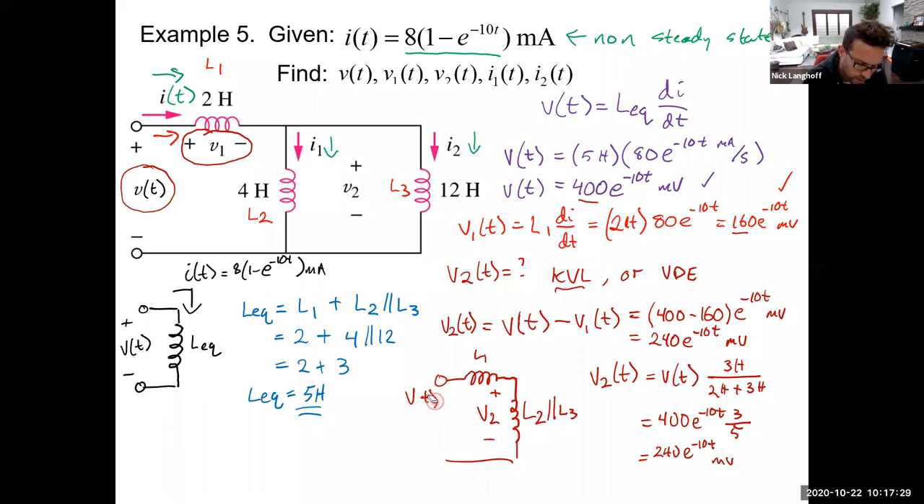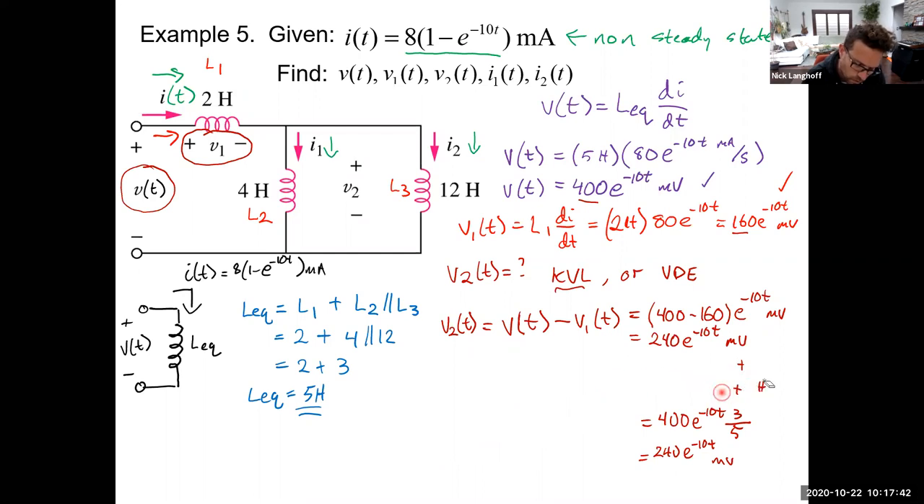Okay, so I'm going to erase the voltage divider approach that we took here, and we're going to go this way. This is taking a really long time to erase for some reason. Okay, I think PowerPoint is just a little hung up.